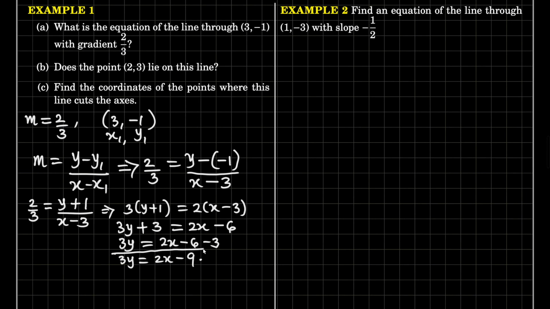Tó bá ti bá, o lè gbé 9 yìí tó jẹ́ minus 9 yìí o lè gbé wá síbi tí 3y wà, so bó ṣe wáyé báyìí o lè tún kọ́ ọ́ as 3y plus 9 is equal to 2x. O lè bá bí eléyìí.